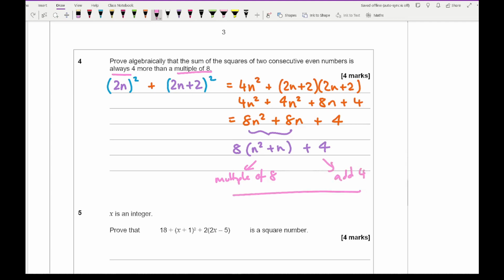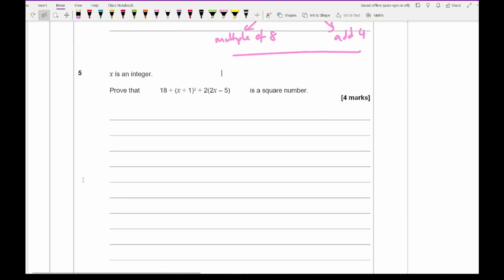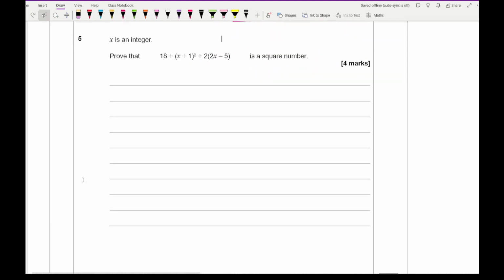So there I've proved that this statement is this here. Moving on to question 5, it says x is an integer. Prove that 18 plus (x plus 1) all squared plus 2 lots of (2x minus 5) is a square number. So for this, what I need to do is expand the brackets.